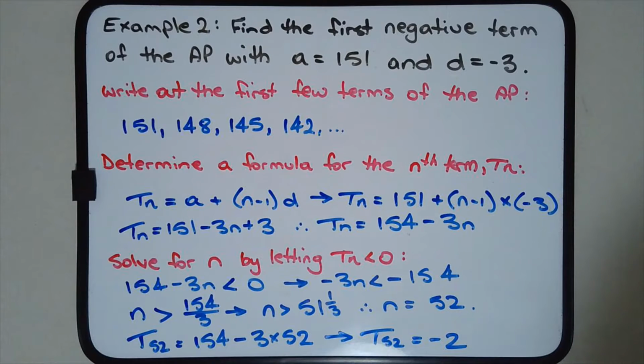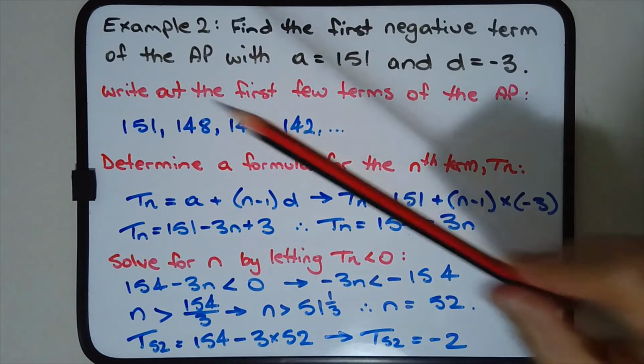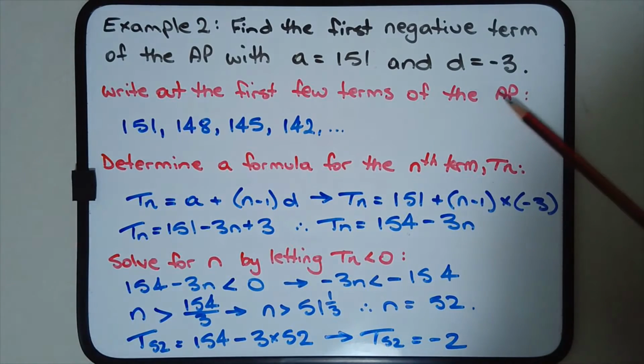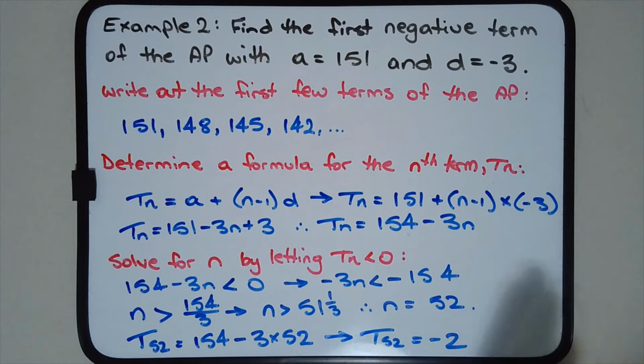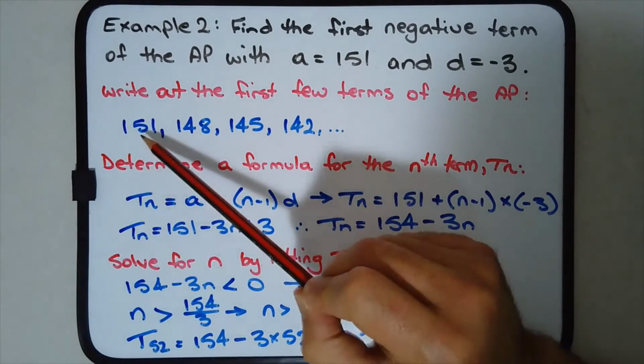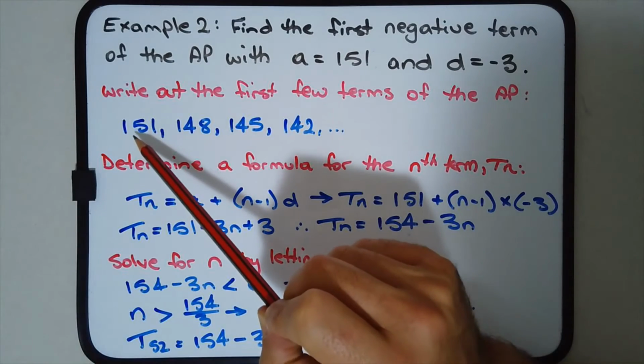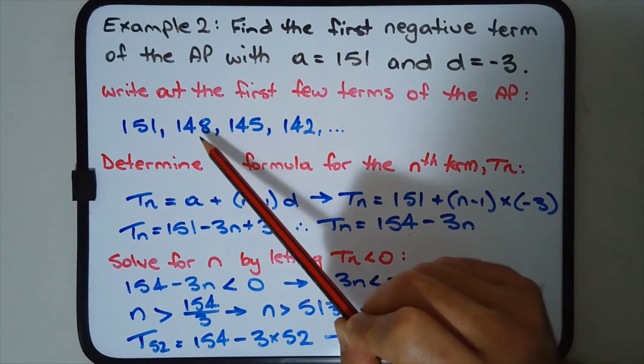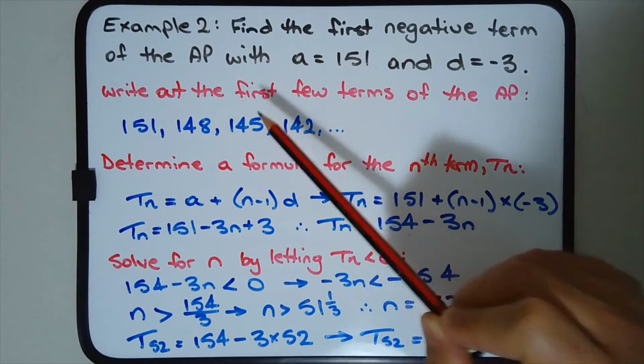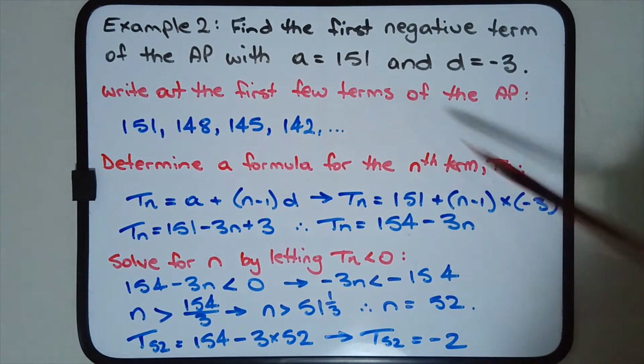Example 2. Find the first negative term of the AP with A equals 151 and D equals negative 3. Firstly, let's write out the first few terms of the AP, just so we can see a pattern. Now, A represents the first term and D represents the common difference, the difference between any two consecutive terms. So starting off with 151, subtract 3, one lot of common difference there. 151 minus 3 is 148. 148 minus 3 is 145, 145 minus 3 is 142, and so on.